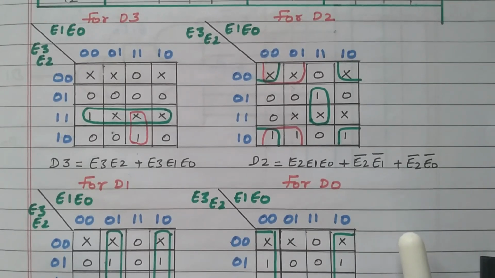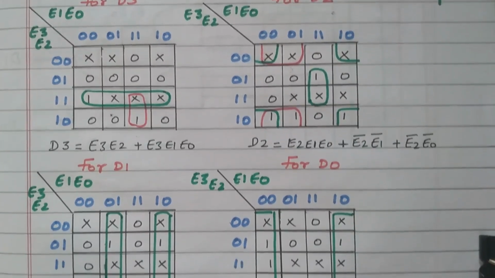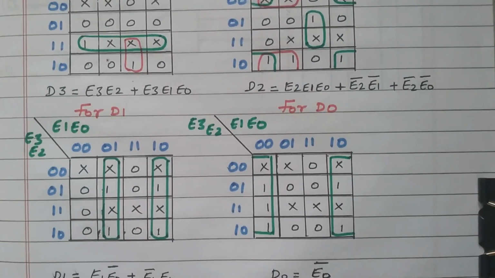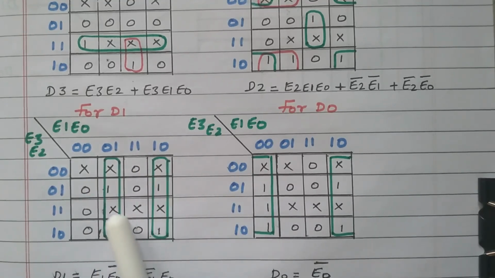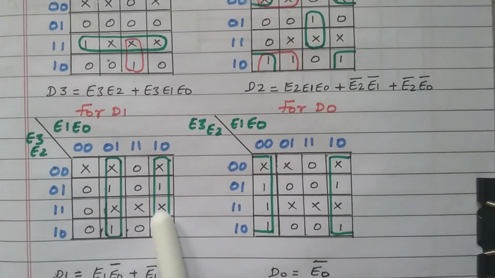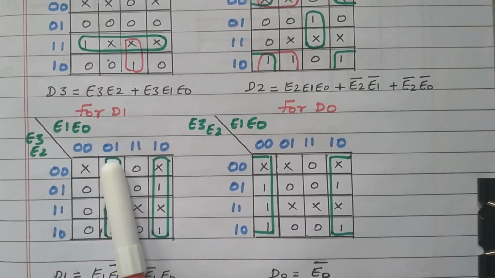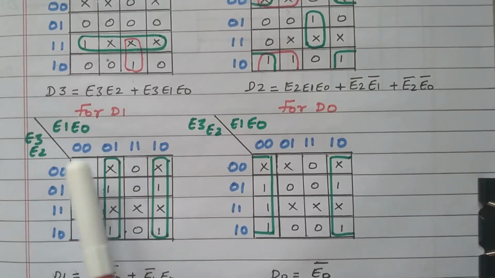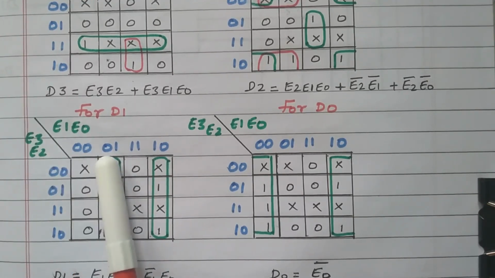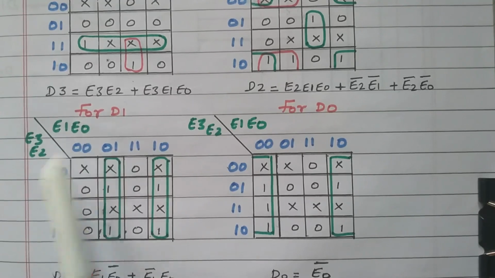Now we'll go to the remaining, this D2 is done. Now we'll go to D1 and D0, the simplified expressions for D1 and D0. The D1, we already discussed, has 4 ones, 1 2 3 4. These 6 are don't care conditions. So these 4 cells are grouped together. Similarly these 4 cells are grouped together. While grouping these 4 cells, the corresponding rows are cancelled. Only we have to refer the corresponding column. 0 1. 0 1 means E1 dash E0. 0 means E1 dash, 1 means E0.